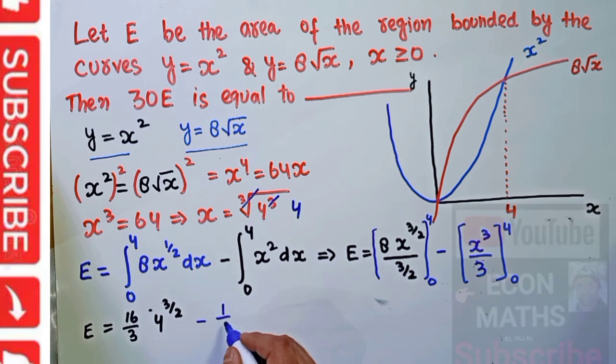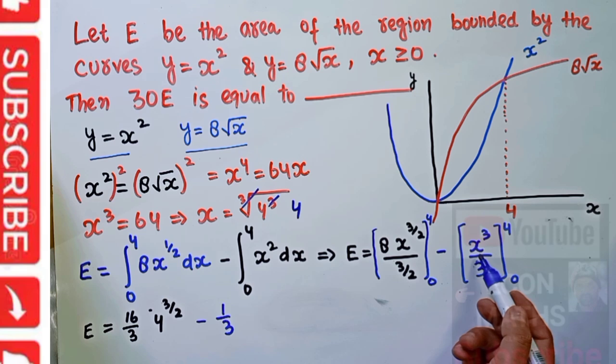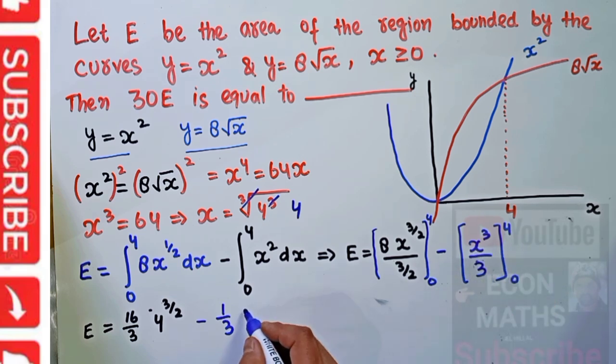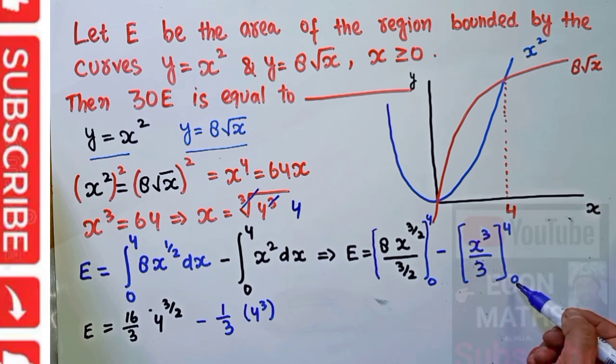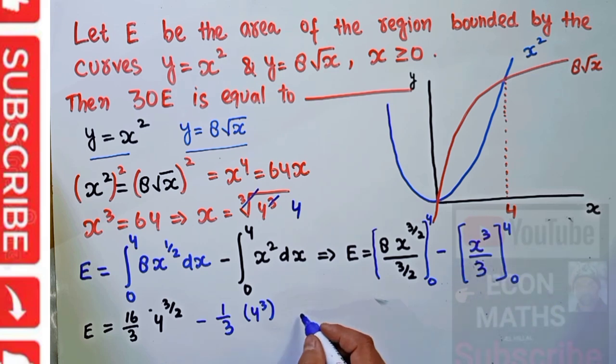So we are left with 1 upon 3 here if I take it common. Now we evaluate x at the upper limit, which is 4. So in place of x, we write 4 cube. And then evaluate, then subtract and evaluate it at the lower limit, which is 0. So we will get 0 again. Solving this will result as 16 upon 3.